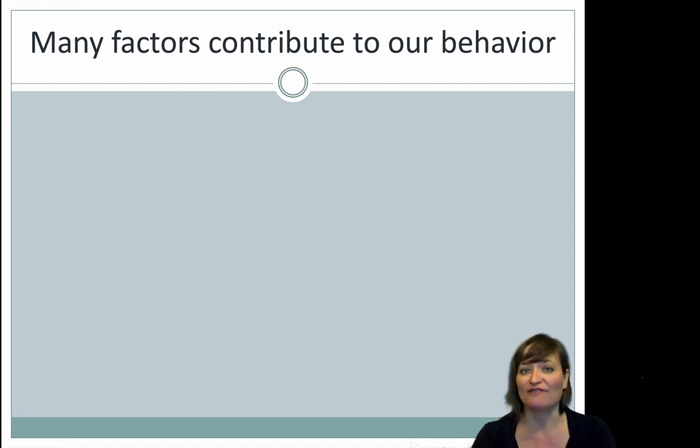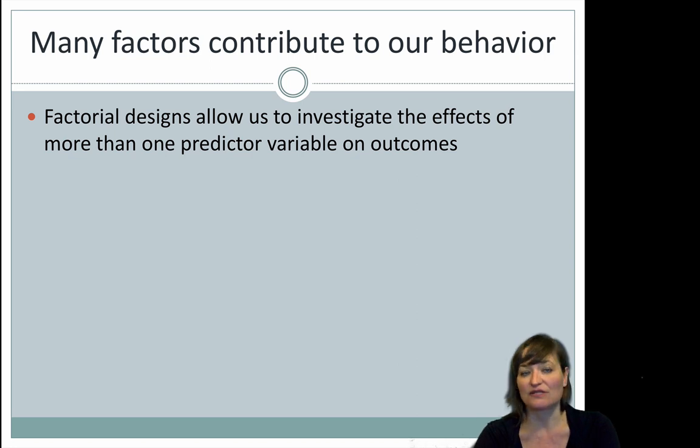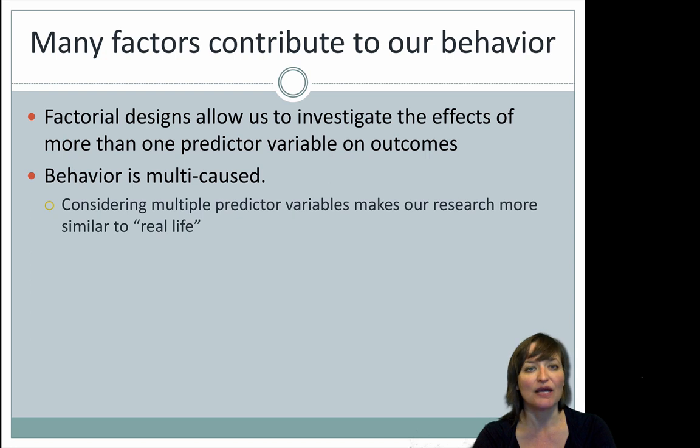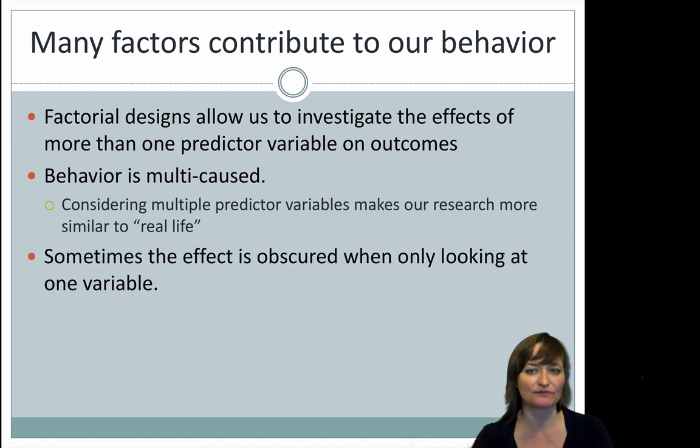So we run these because many factors contribute to our behavior. We conduct factorial experiments and we analyze multiple predictor variables because they allow us to investigate the effects of more than one predictor variable. It makes it more like real life because there are many variables that contribute to our behavior. And sometimes, like in that example, if we only looked at teacher's response, we missed the effect completely. It was obscured.